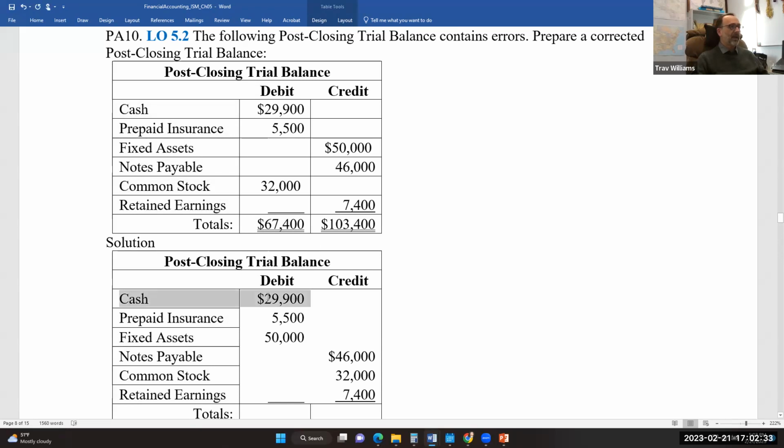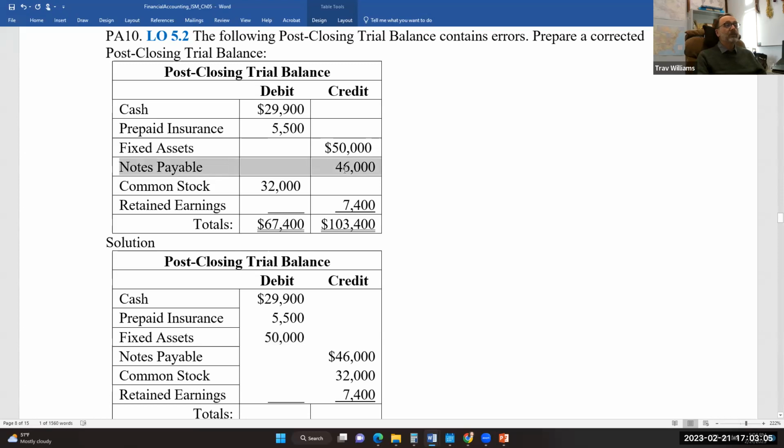Let's take a look. So cash normally has a debit balance. Prepaid insurance normally has a debit balance, right? And so does fixed assets. All of those are assets, so they would normally have a debit balance. That's one of the problems. Up here, there was a credit to fixed assets. How could that be? How could you have negative fixed assets? That doesn't really make sense, right? So that was one mistake. That's supposed to be a debit.